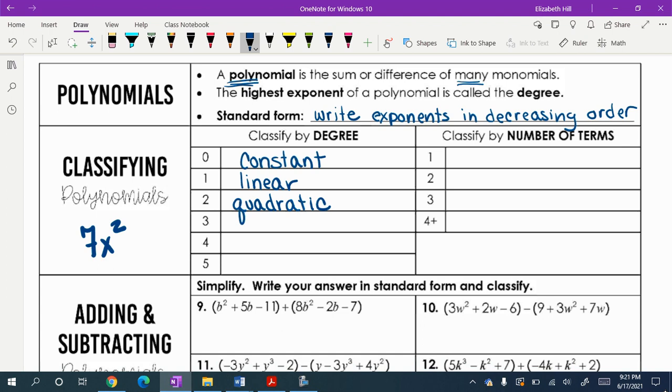3, we'll be talking about a cubic function. 4, we'll see these, but I won't use the word quartic too much. But if you have a degree of 4, it would be a quartic. And if we were going to 5, that would be quintic.